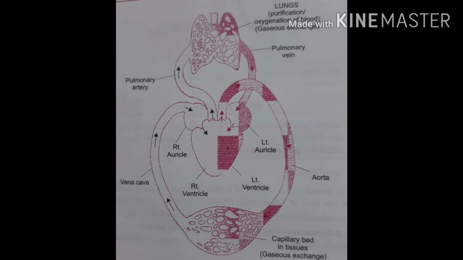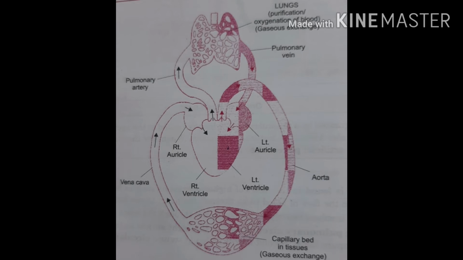The vena cava are a group of veins. Now these vena cava pour this blood into the right auricle. From the right auricle it goes to the right ventricle. From the right ventricle it goes to the pulmonary artery and to the lungs. So in this way you see that the heart receives the blood 2 times and pours the blood 2 times.